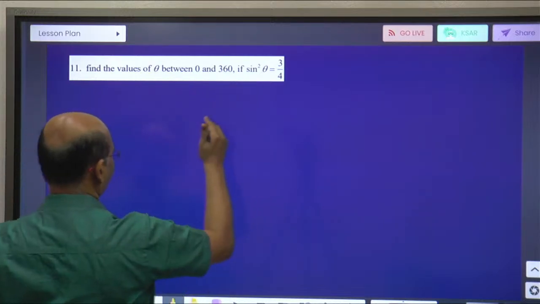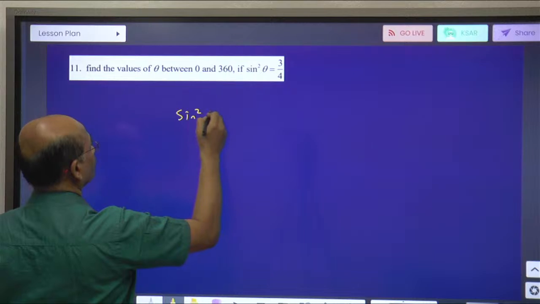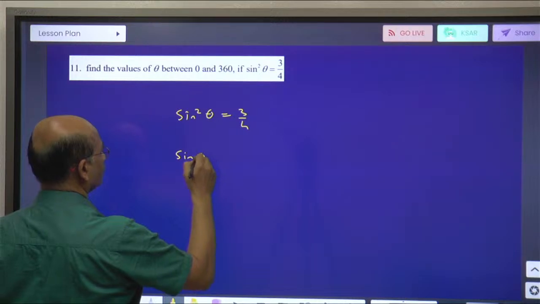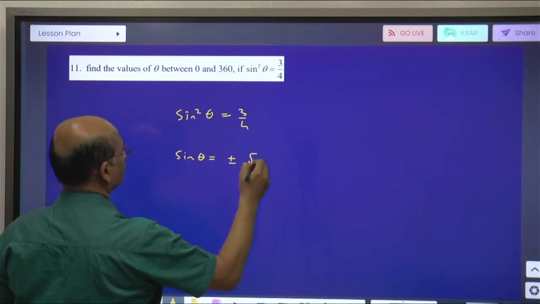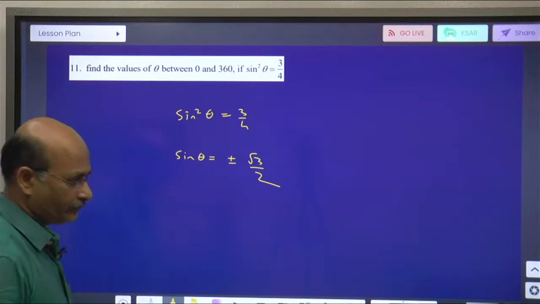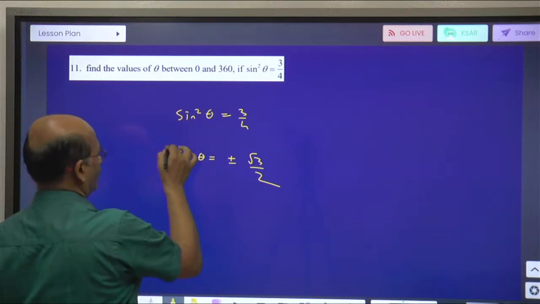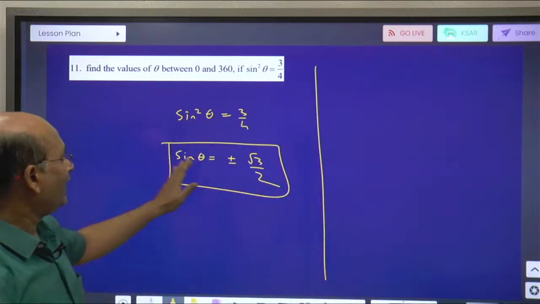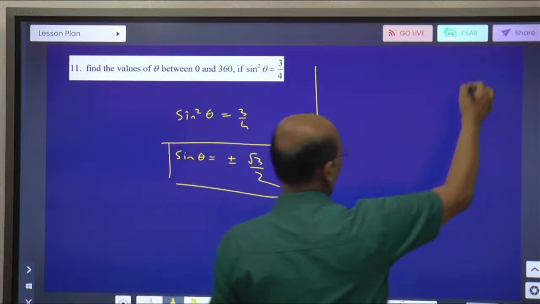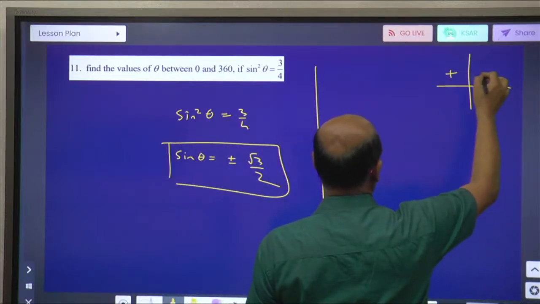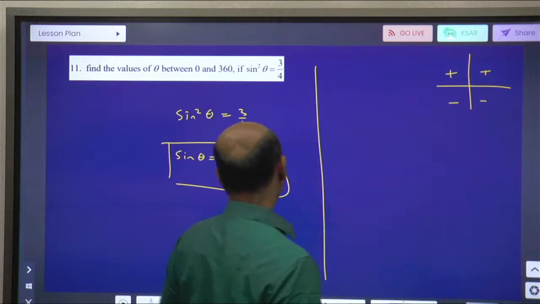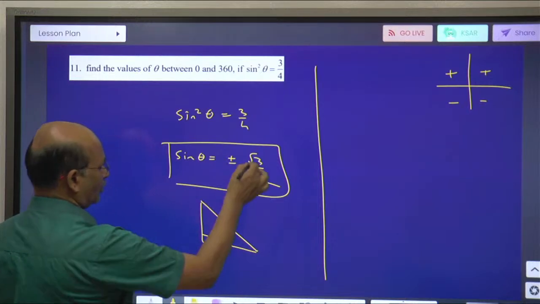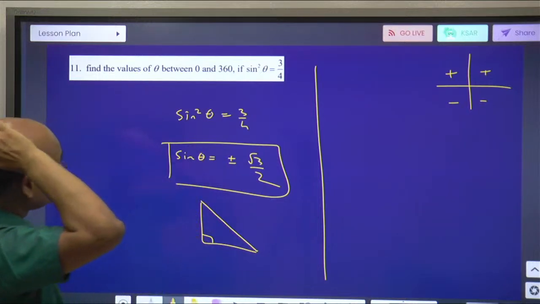Sine square theta is given to you as 3 by 4. So sine theta will be plus minus root 3 by 2. So this is what is given in the question. Now I will tell you how to deal with the question. Sine theta is positive and negative, meaning all the 4 quadrants, because sine is positive here and negative here. So all the 4 quadrants you have to say. So it is root 3 by 2.